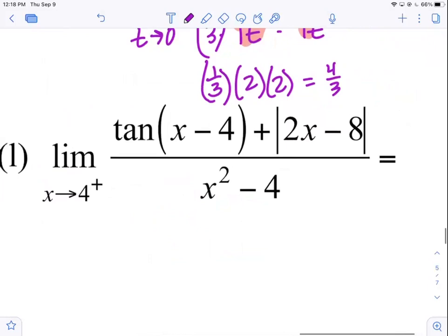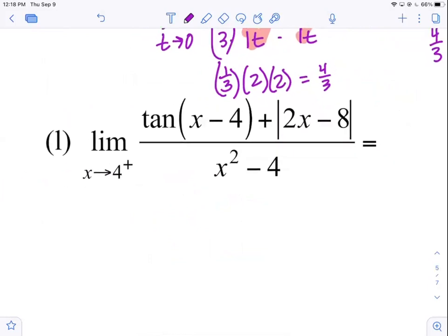All right, letter L. Let's do this one together. Direct sub. We learned our lesson, didn't we? Pi minus pi is 0. Tangent of 0 is 0. So this term is 0. 8 minus 8 is 0. The absolute value of 0 is also 0. 0 plus 0, that's 0. Now, just because we get a 0 on the top doesn't mean it's going to be indeterminate, right? If I get non-zero on the bottom, it's 0.